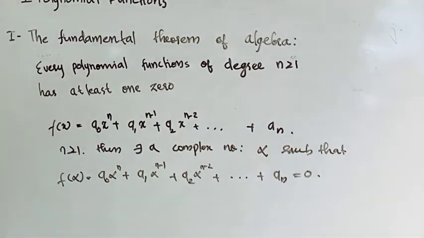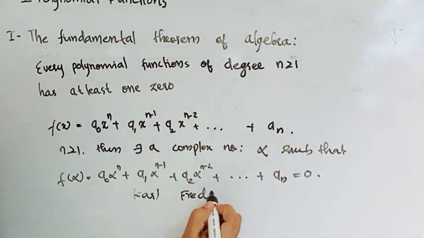This is the fundamental theorem of algebra: every polynomial function of degree n greater than or equal to 1 has at least one zero. If alpha is the complex number, then f of alpha is equal to a naught alpha raised to n plus a1 alpha raised to n minus 1 plus a2 alpha raised to n minus 2 plus etc. plus an will be equal to 0. This theorem was discovered by Carl Friedrich Gauss. Okay, you may just note it. Carl Friedrich Gauss.